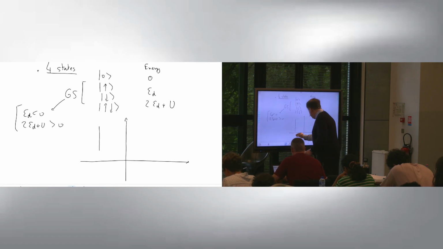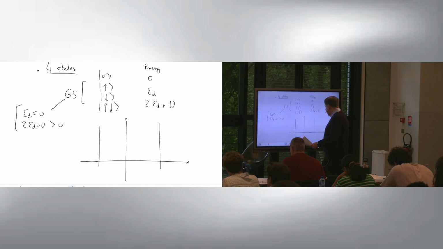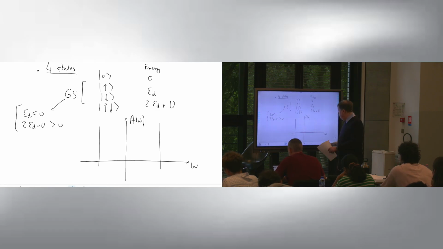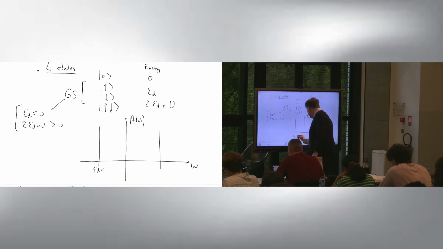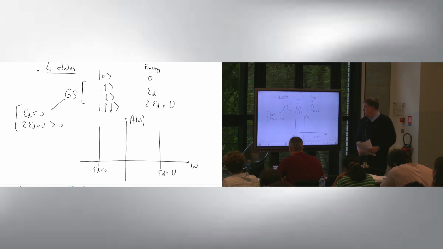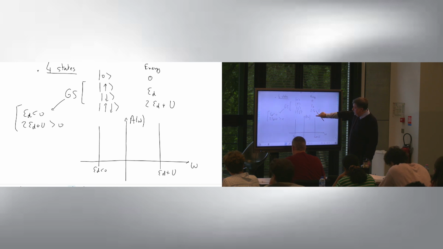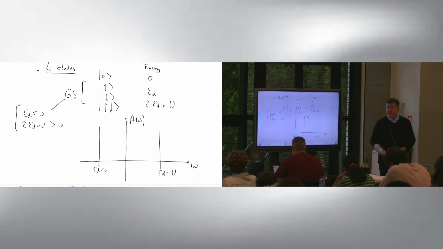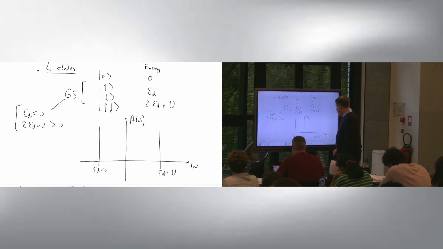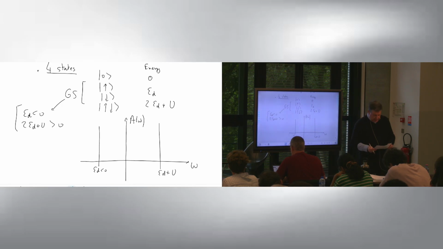2 peaks, 2 delta peaks, as a function of frequency at epsilon_d, negative, and at epsilon_d plus U. Meaning the difference of energies between this state and this state, and the difference of energy between this state and this state. Okay? So it's a sum of 2 delta peaks. Well, I can write it, but it's just the sum of this peak divided by 1/2.